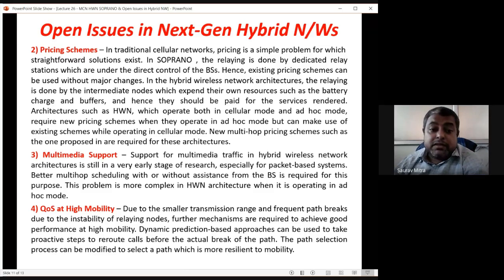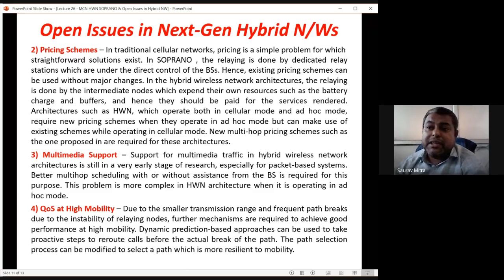QoS at high mobility. Due to the smaller transmission range and frequent path break due to the instability of relaying nodes, further mechanisms are required to achieve good performance at high mobility. Whenever the node mobility is very high, because nodes are moving within a very short area, within the circle shown in the previous diagrams, then even if there is high node mobility and high instability inside the network, if a path break happens, the network should be able to rejoin the paths very fast.